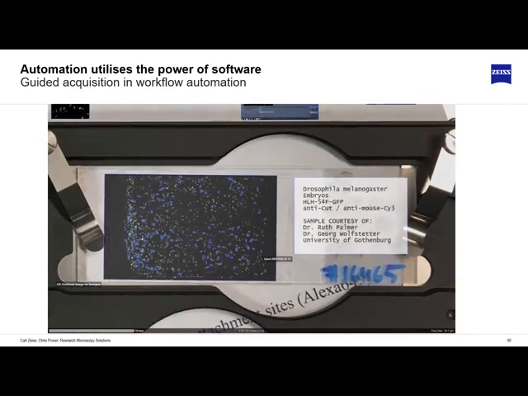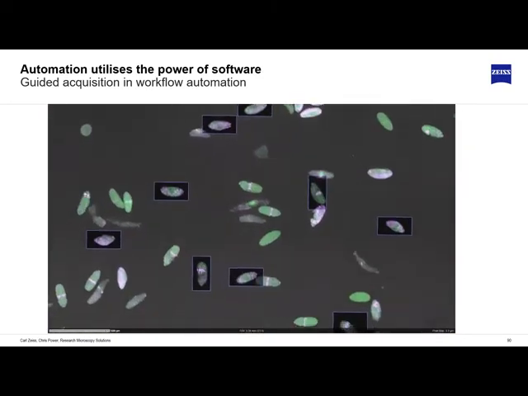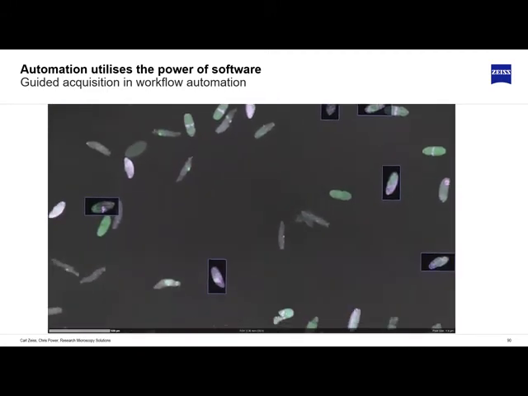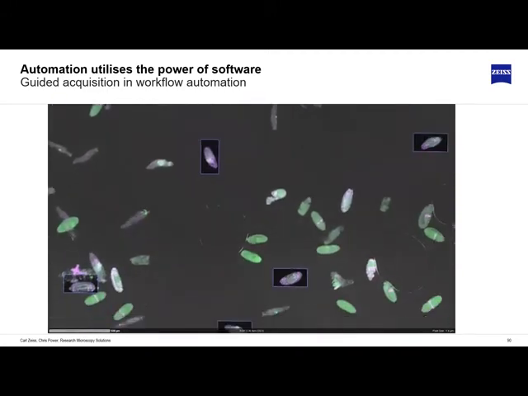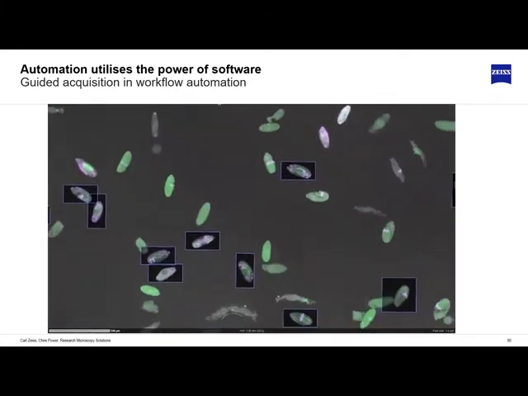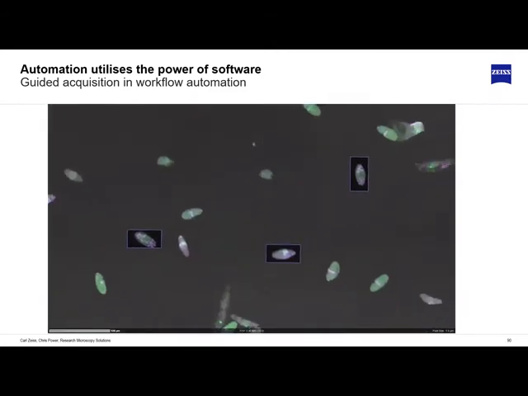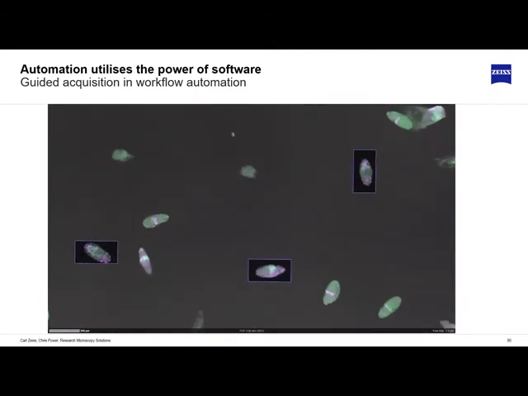Guided acquisition is the way in which they do that, and ZEN Connect allows them to keep the context here. So here you see a kind of crude overview, but each of the Drosophila marked with a box here, we're able to image with the Airyscan in high resolution. So this is a way of getting the most data out of your system, but in a sensible timescale.